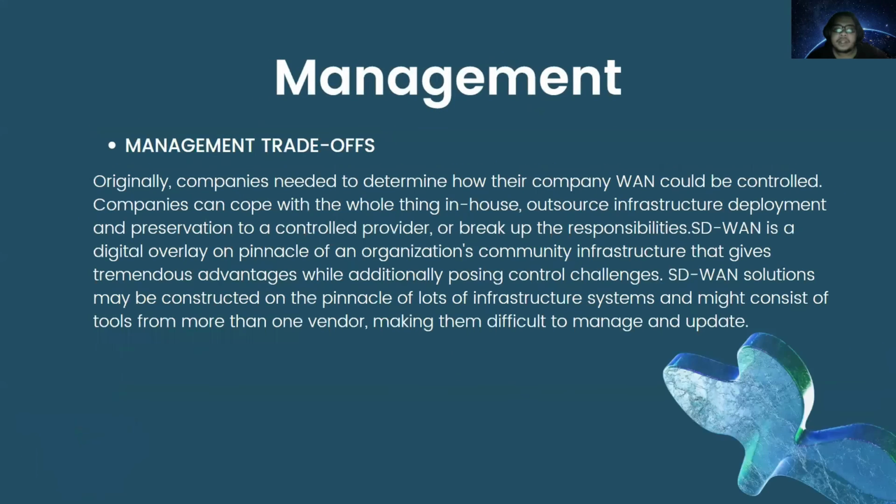And the last one, to improve in terms of management trade-off. Originally, companies needed to determine how their network would be controlled. Companies can handle everything in-house, outsource infrastructure deployment and maintenance to a managed service provider, or split the responsibilities. SD-WAN is a virtual overlay on top of enterprise network infrastructure. It gives a great advantage while also posing a management challenge. An SD-WAN solution may be built on top of lots of infrastructure systems and might include tools from more than one vendor. This makes them difficult to manage and update. So those are the things that I suggest for improvement of SD-WAN.